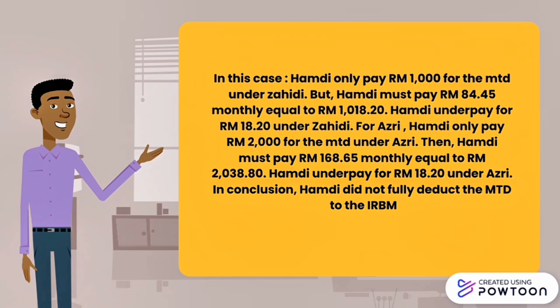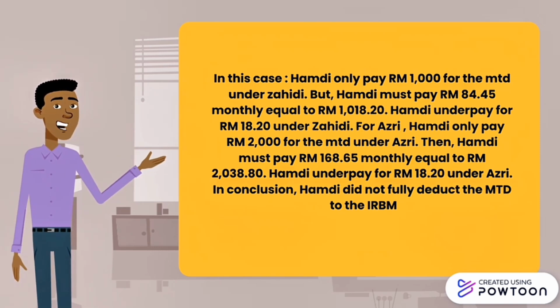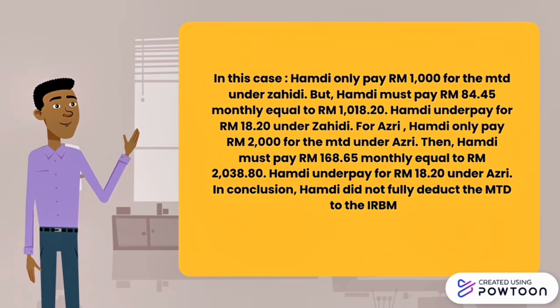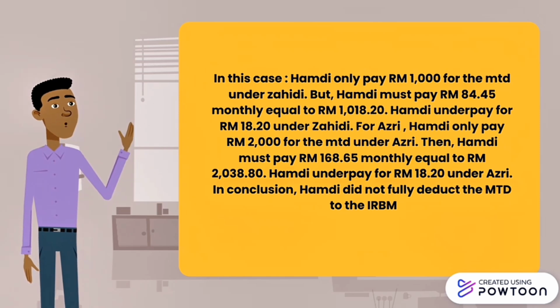For Azri, Hamdi only paid RM 2,000 for the MTD under Azri. Then, Hamdi must pay RM 168.65 monthly, equal to RM 2,038.80. Hamdi underpaid RM 18.20 under Azri. In conclusion, Hamdi did not fully remit the deducted MTD to IRBM.